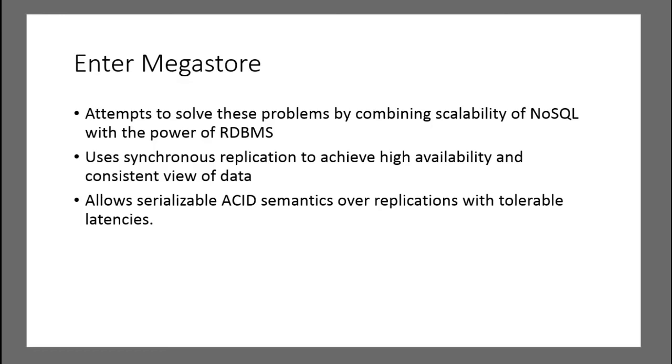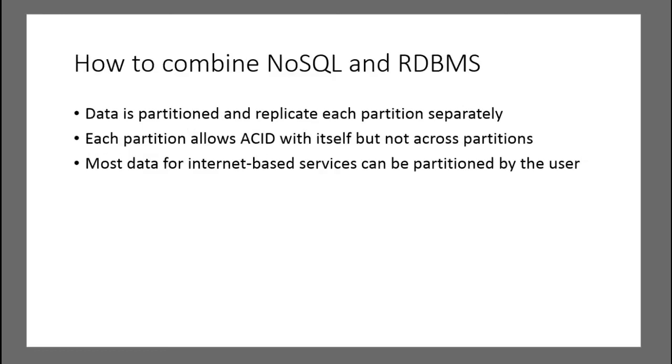These properties are highly desirable, but they also tend to come with steep costs, things like increased latency. But Megastore is able to provide a combination of the two. It's able to provide highly available and consistent data while also allowing for ACID semantics. It does this by combining the advantages of NoSQL and relational databases.